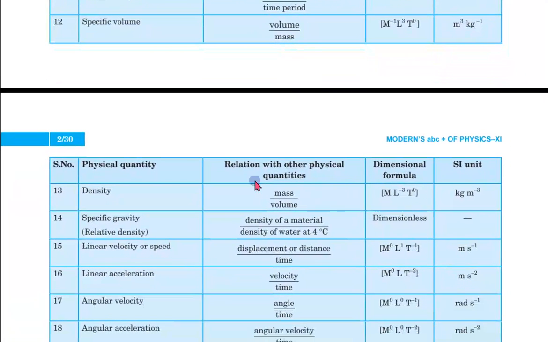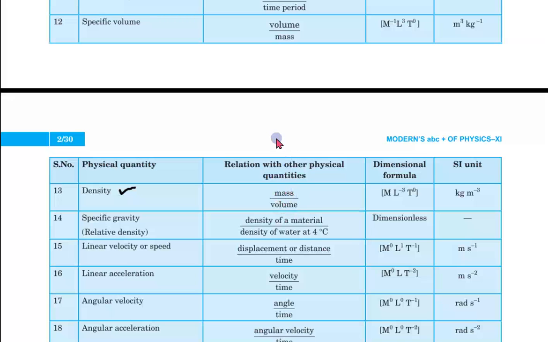Density is mass by volume. That means how dense a particular material or object is. That is density, mass by volume. Mass is in kg, which we already calculated. Mass is kg, volume is L cube.